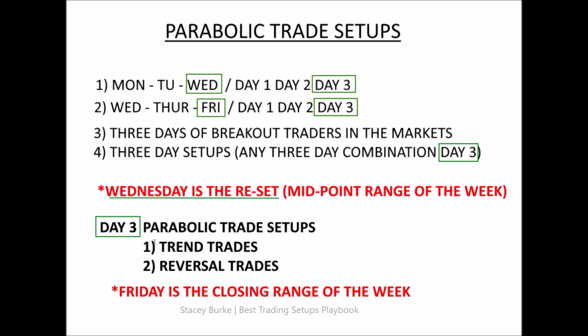On a day 3, I am looking for a parabolic trade setup on any instrument. We can either have a trend trade that blows off in the direction of our 3 days. We can have one breakout of the opening range on a Tuesday, Wednesday breaks out, 2 days of breakout traders in the markets, and Thursday may continue in that direction. Traders are always constantly, I repeat this phrase, retail loves to counter trend. Not every single parabolic opportunity is going to be a counter trend trade. We can also have reversal trades.